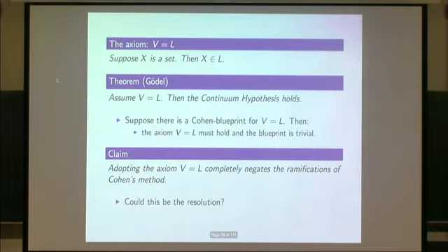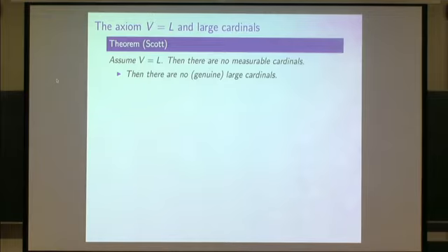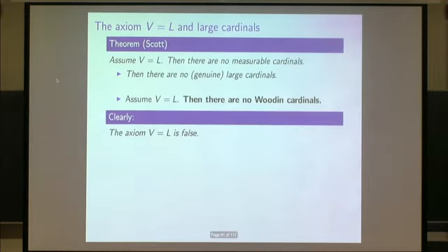Well, if it were, I would not be talking about everything else. So there is a problem. Before Cohen's work, a few years before, 2 years I guess, Scott showed the theorem that assume V equals L, then there are no measurable cardinals. In fact, in the modern language, there are no genuine large cardinals, where genuine is an ambiguous notion. In particular, if you assume V equals L, there are no Woodin cardinals, because Woodin cardinals are bigger than measurable cardinals. So, of course, the axiom V equals L is false.